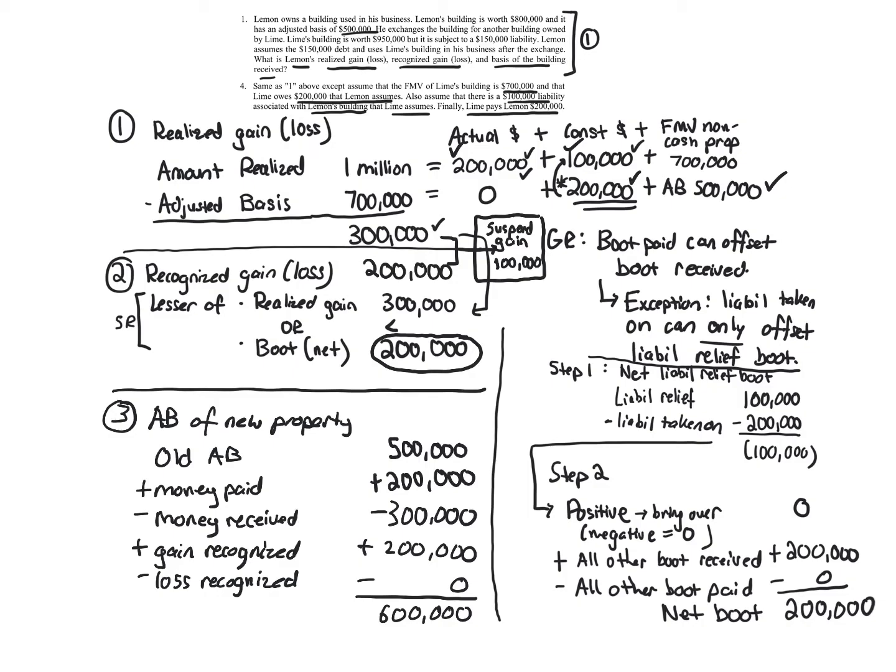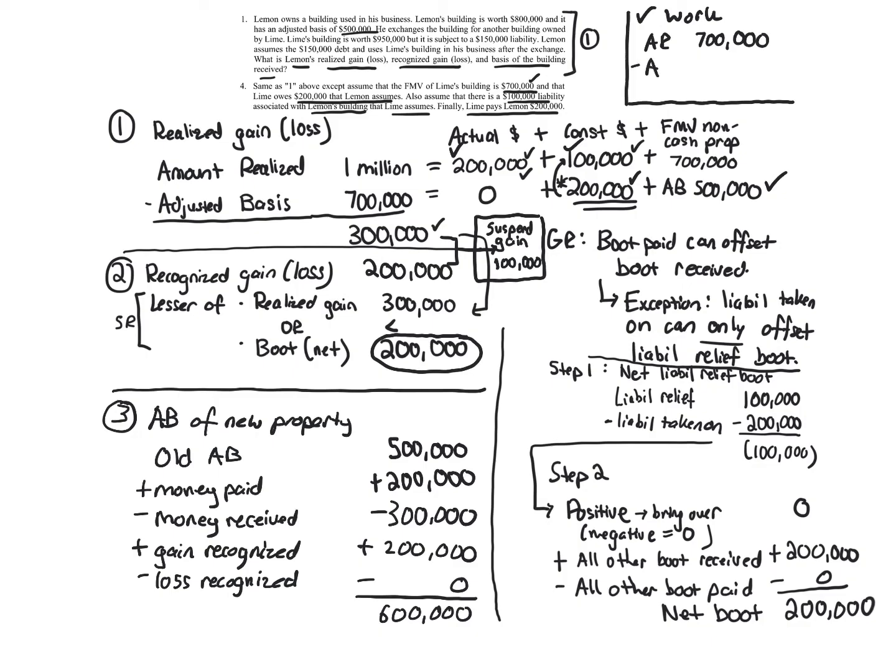So before we finish this problem, we've got to check our work. Again, we're going to assume, unrealistically and hypothetically, that Lemon is going to sell the new building the next day for the fair market value, which is $700,000. So we take the amount realized, just simply using the fair market value of the new building the next day, and ignore everything else.